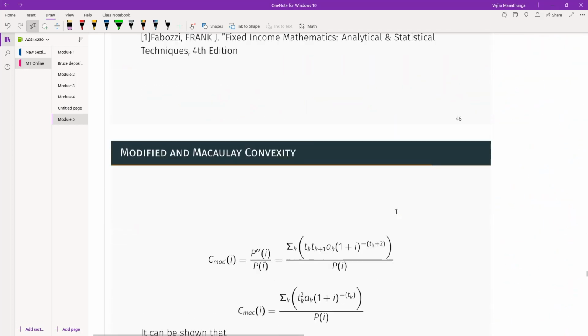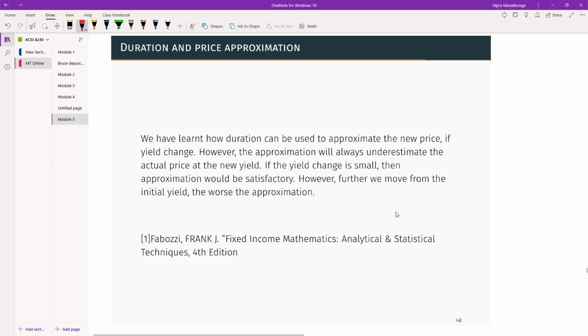So when we come back to here, we have learned how duration can be used to approximate the new price if yield changes. However, the approximation will always underestimate the actual price at the new yield. If the yield change is small, then the approximation would be satisfactory. However, the further we move from the initial yield, the worse the approximation.